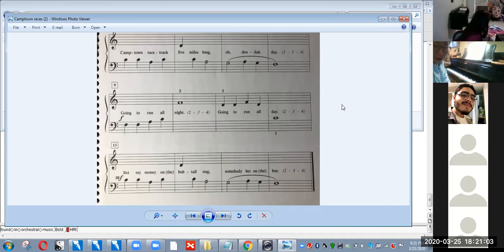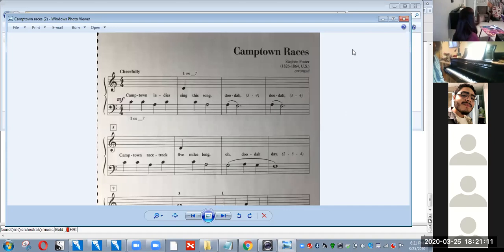So, Abraham, would you mind playing the Camptown Races? Professor, I told you I don't have the piano, and I know you told me to download the app, but I'm using Zoom on my phone. Right. Okay. Next week, I'll definitely get a webcam, and then I'll be able to show you playing. I can't do that on the phone. Let's see.